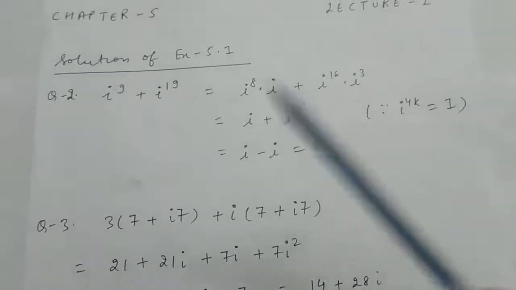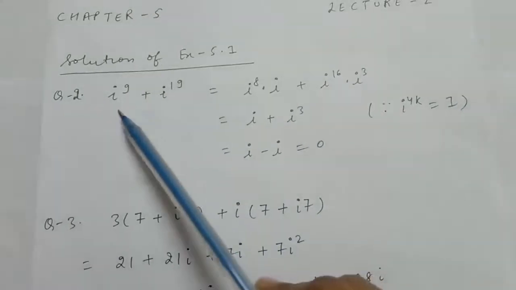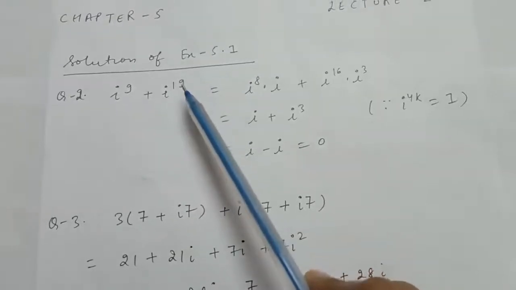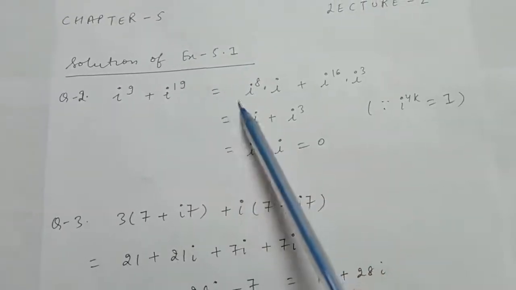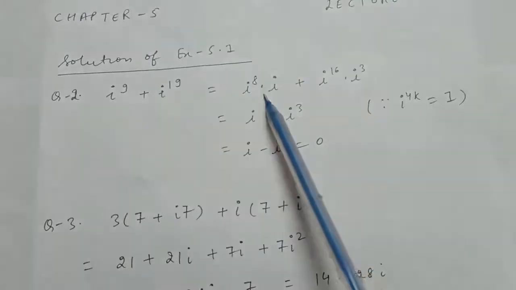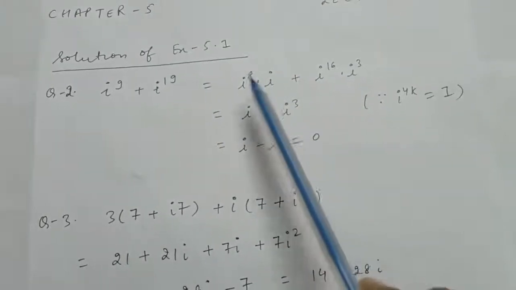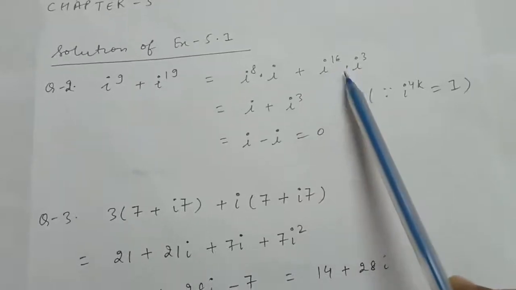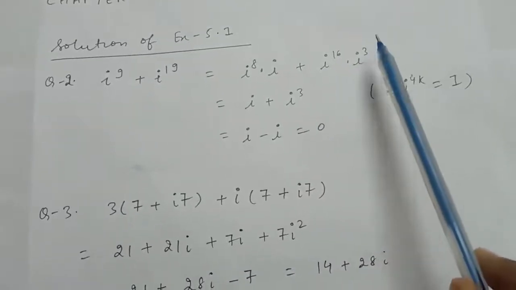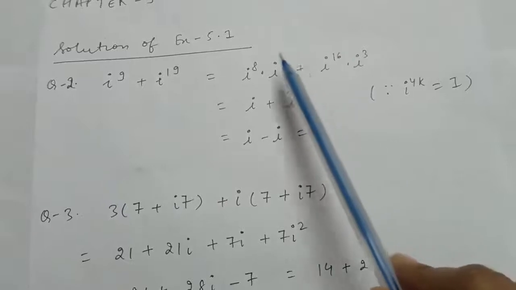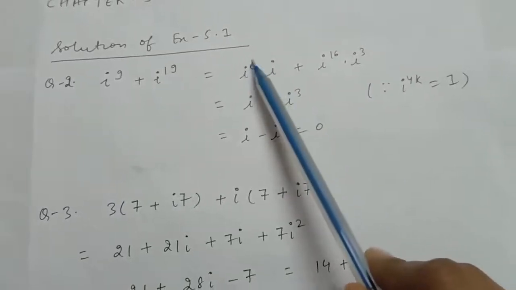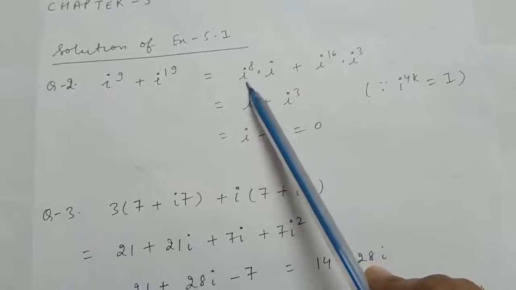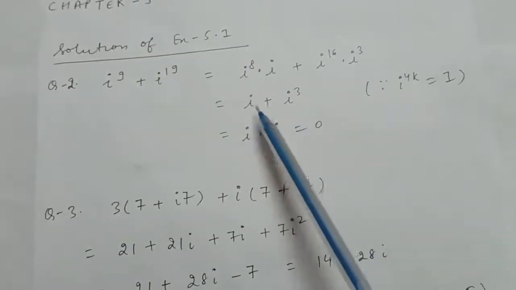So question 2 is iota raised to the power 9 plus iota raised to the power 19. So this can be written as iota raised to the power 8 into iota, right? And this can be written as iota raised to the power 16 into iota cube. Why have I written this? Because now this is a multiple of 4. 8 is a multiple of 4. Therefore, this will be 1. And 1 into iota is iota.